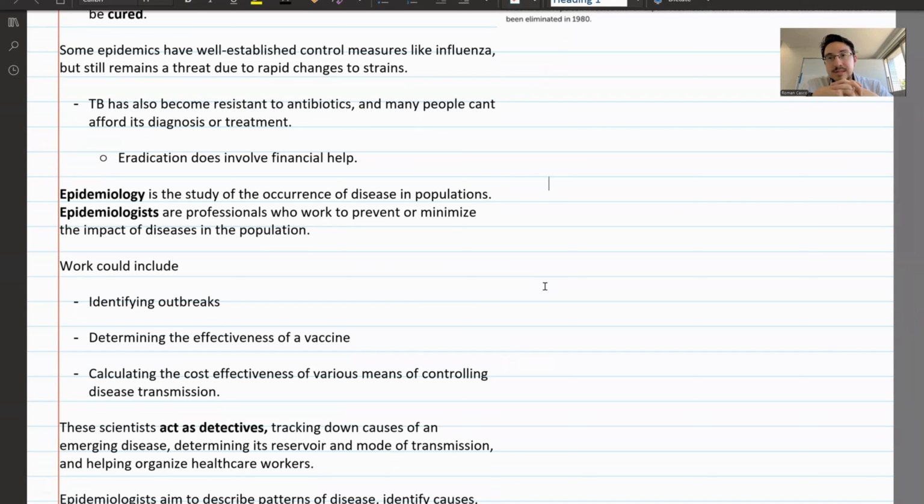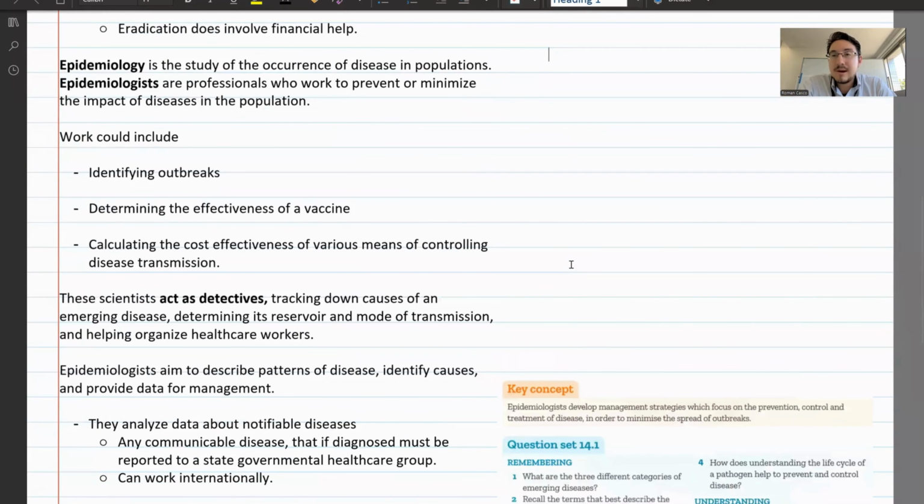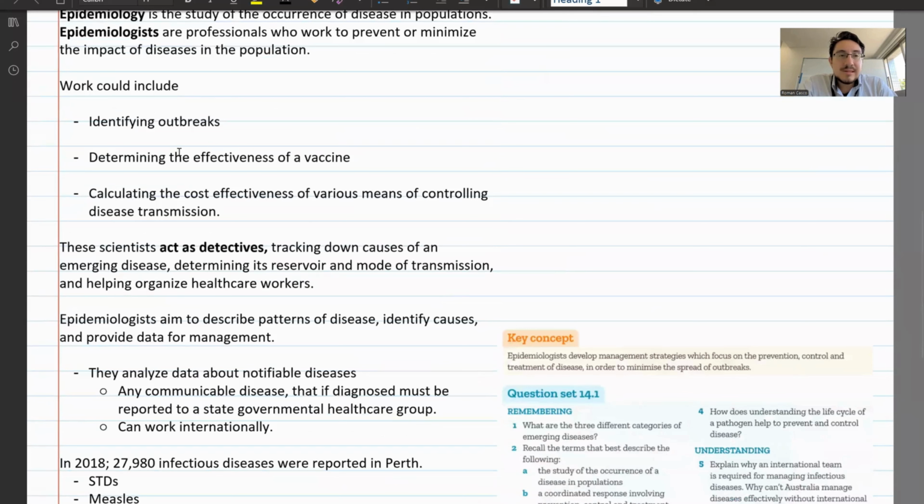And those scientists that study epidemiology are referred to as epidemiologists, right? They're professionals that work to prevent and minimize the impact of disease in the population. So what are some things that you could do as an epidemiologist? You could identify outbreaks. You can analyze data to see the effectiveness of a vaccine.